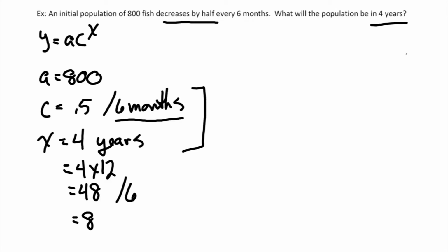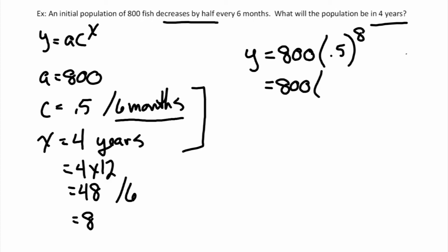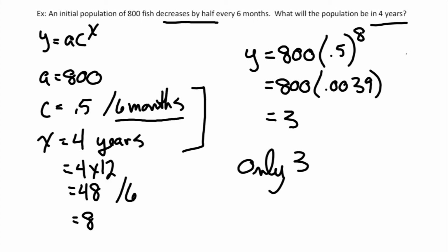So I've now got all of the pieces I need to go ahead and complete the equation. So y is equal to 800 times the c value, which is 0.5, to the exponent x, which is 8. So we've got 800 times 0.5 to the 8th, which is 0.0039. And when I multiply that out, I get 3 and some decimals. So at that point, there are only 3 fish left.